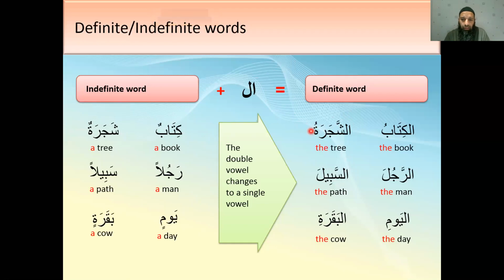Happy? Yes. Okay. Next. Can I ask a question, please, brother? Yes. You know, it's like kitabun. It means a book. Does it mean any book, or is it a particular book? Right. So a book, it just means any book. But al kitabu means a particular book. So we would say the words on the left are indefinite words, and the words on the right are definite words. Indefinite is any, and definite is a particular one.